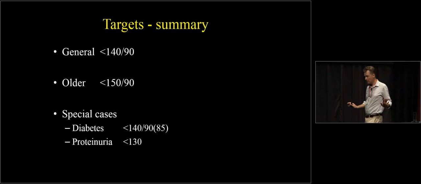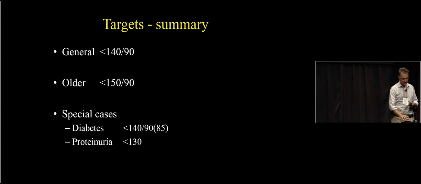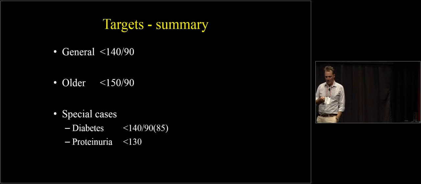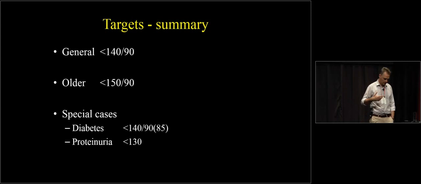In general, 140 over 90 is a reasonable starting place. In older people, these guidelines seem to suggest that we can be a bit more relaxed. Some of the guidelines seem to differ in their definition of old. Some people suggest that might be over 60. Some people suggest that might be over 80. I just think you're probably as old as you feel. And, you know, there are 80-year-olds that are more like 60 and vice versa. But there is an understanding that in an older person, we should be lowering blood pressure, but we might be a bit less rigorous about how low we go.